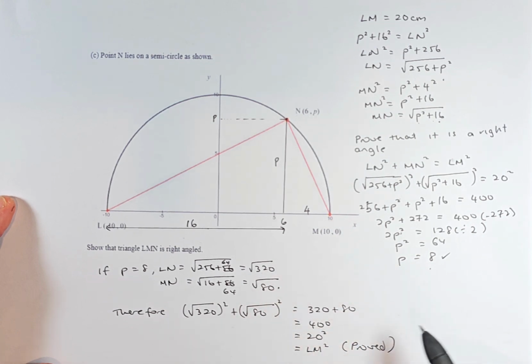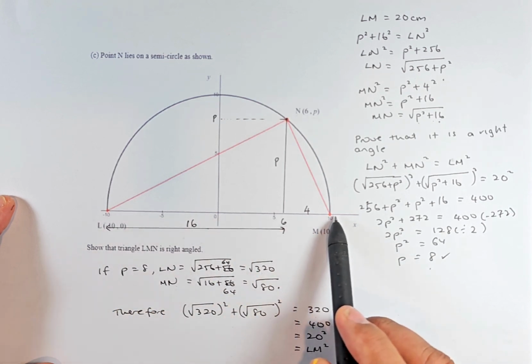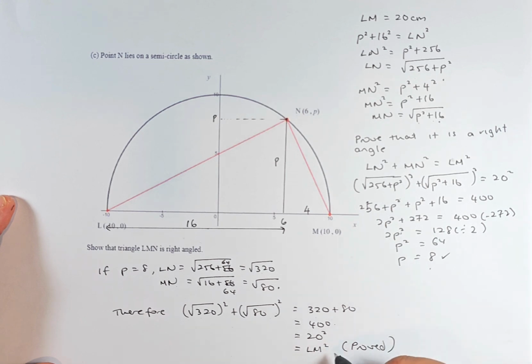So to prove there's a right angle, we need to show that LN squared plus MN squared equals LM squared. When you square, the square root becomes 320 plus 80, which equals 400, and that is equal to 20 squared, which is what we want. We have proved that LN squared plus MN squared is equal to LM squared. Then we have proved that this is a right angle triangle.